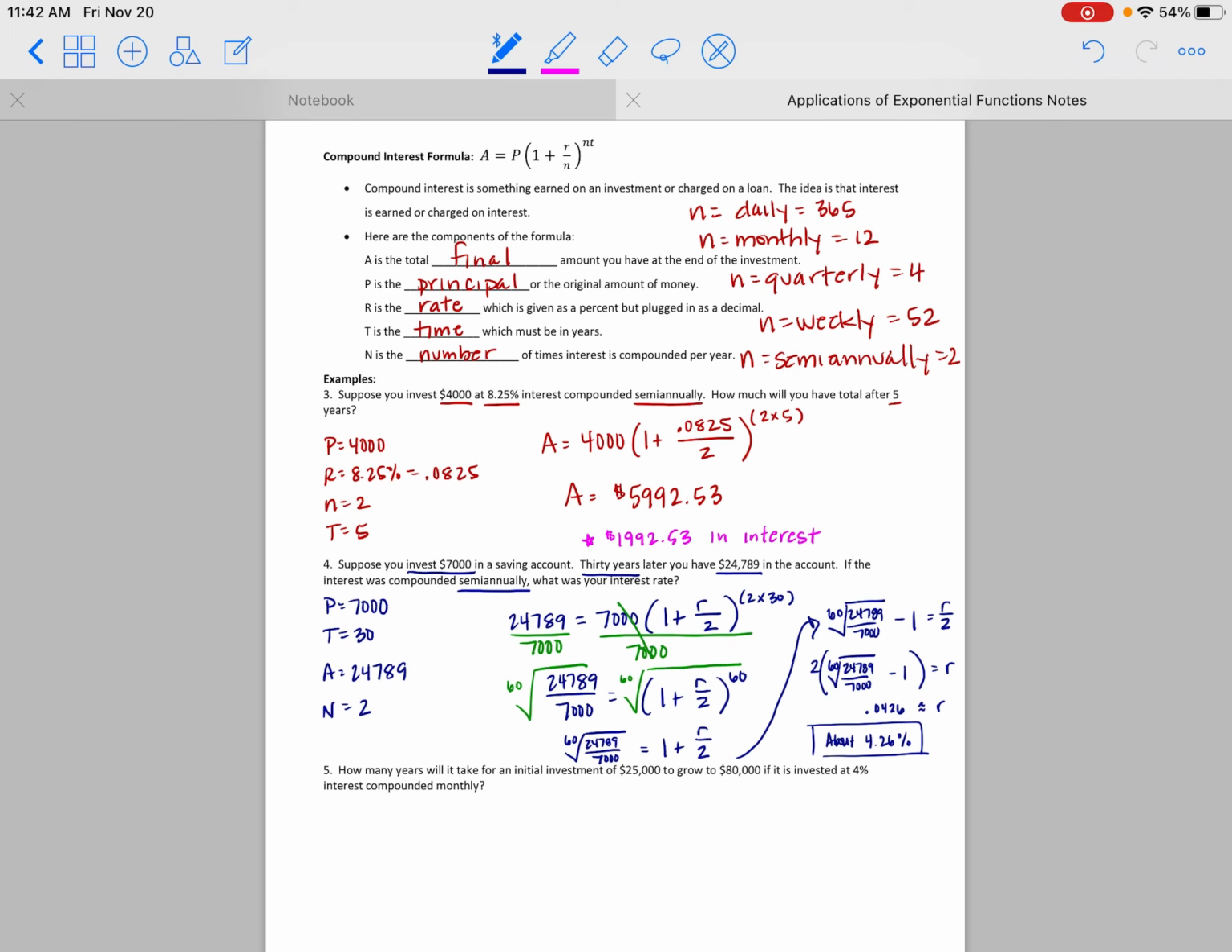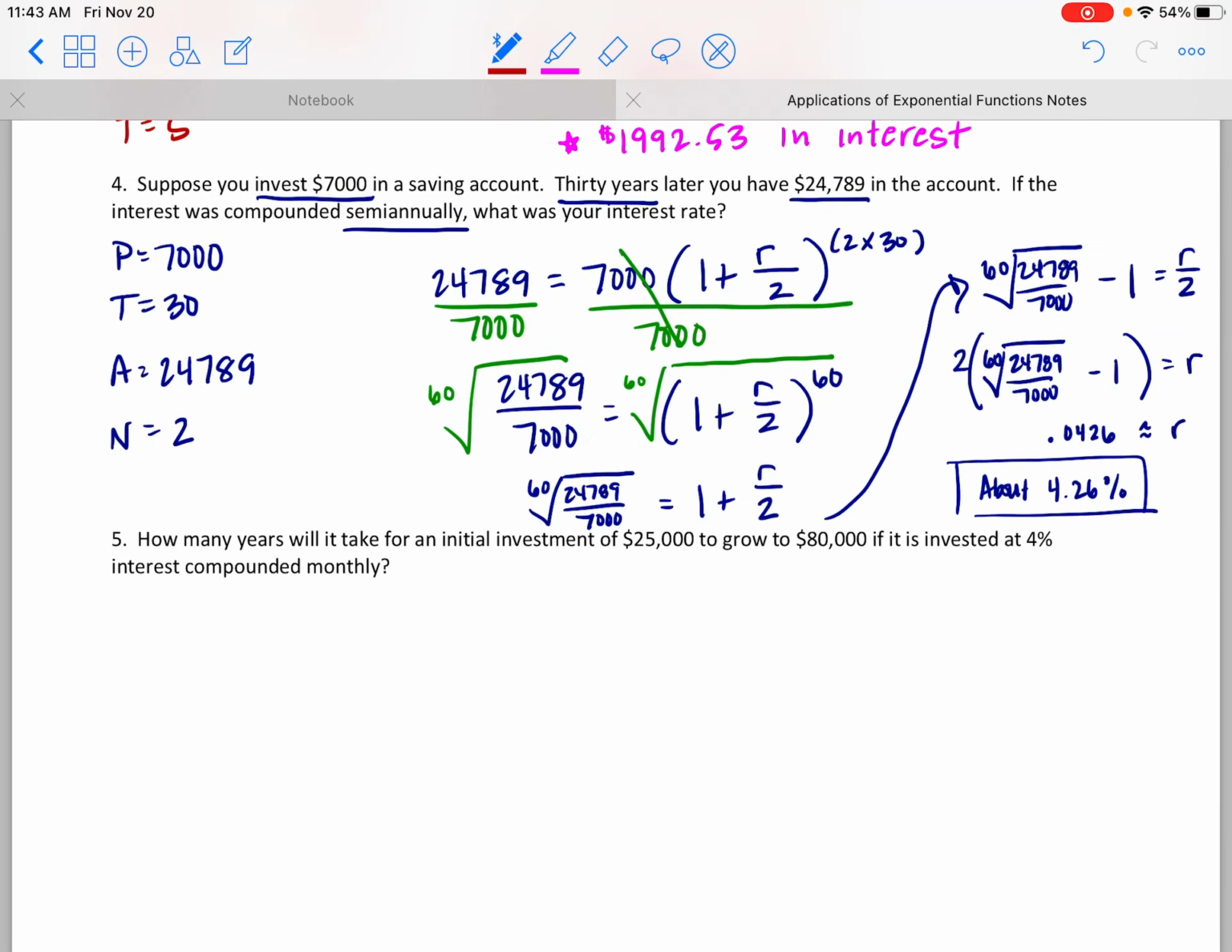Oof, right? That was fun. Okay. Unless your idea of fun is not quite my idea of fun. But in any case, this is an exponential application. We started with that exponential function. All right, let's try another one.